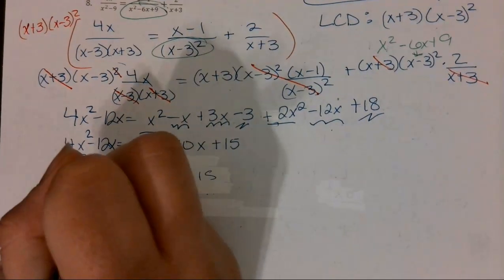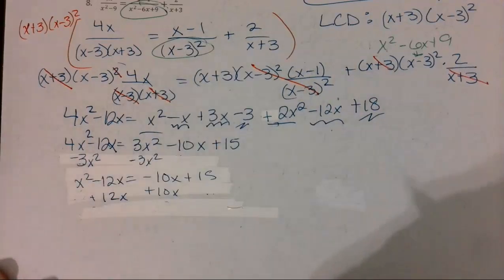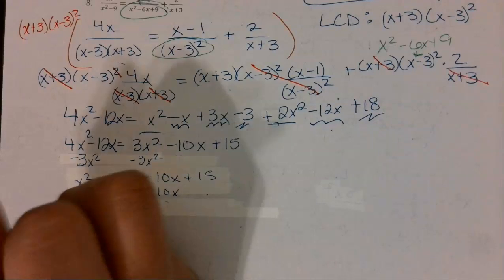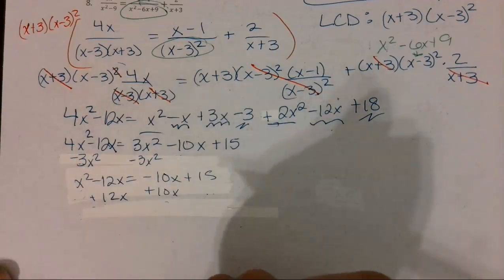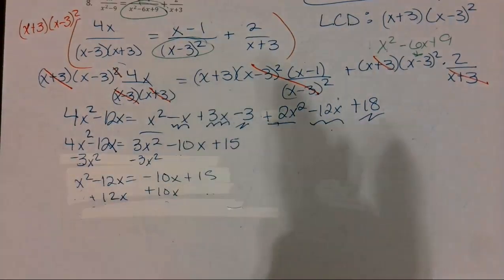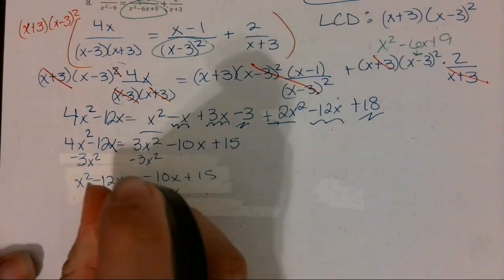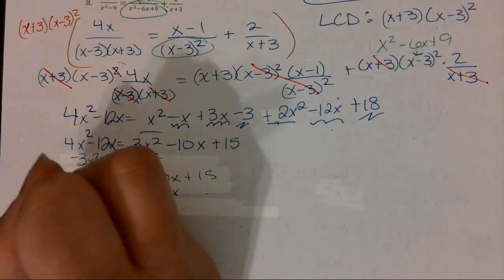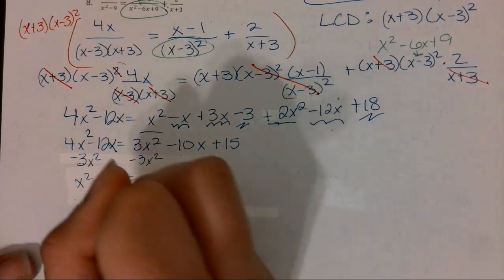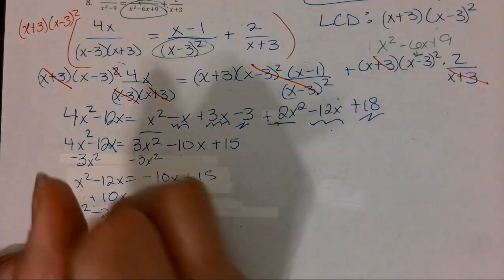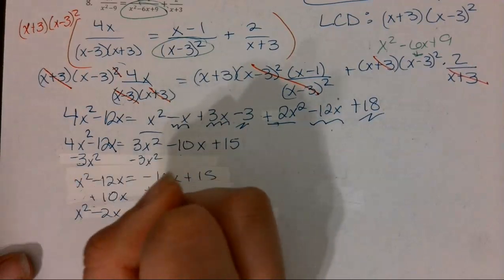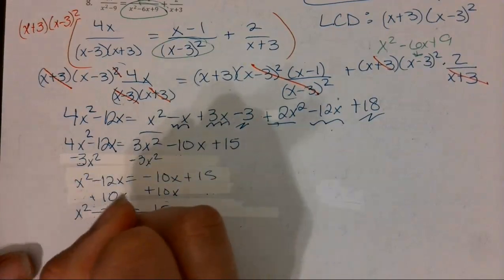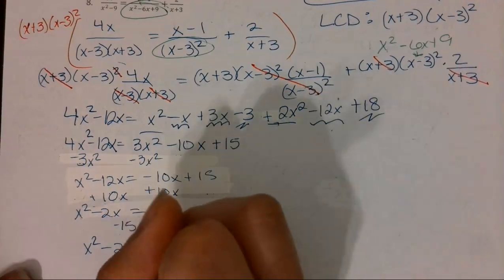Why did I write 12x there though? 10 is what I was moving over. Okay. Then I get x squared minus 2x equals 15. I subtract 15 on both sides. I get x squared minus 2x minus 15 equals 0.